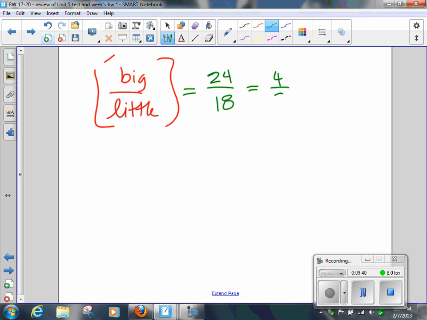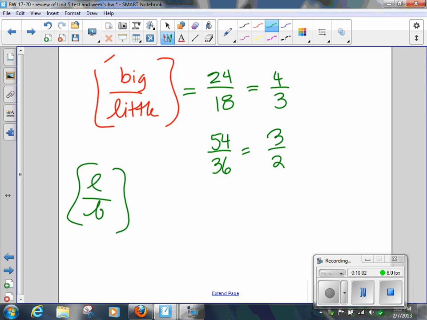It is 4/3. What's the other set of sides? 54 and 36. And when you reduce those, what do you get? 3 over 2. If my ratios don't match, then that's not a match. Good point. If I would have used little over big for my guide, still ain't going to work out, because you will end up with 3 over 4 is equal to 2 over 3.